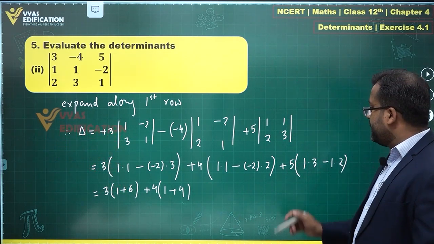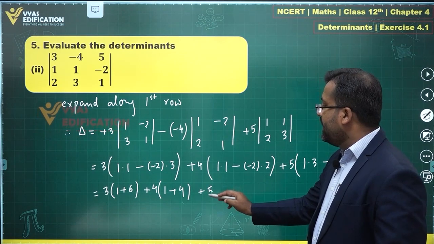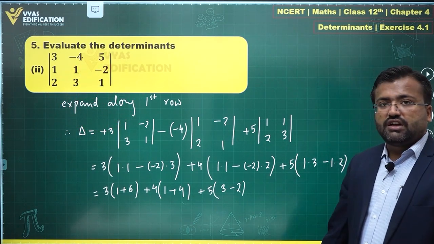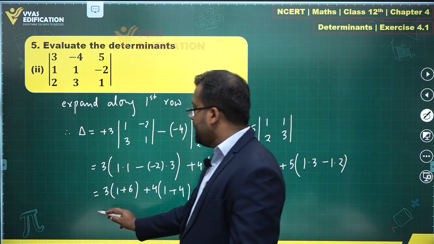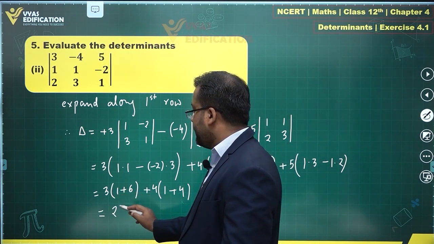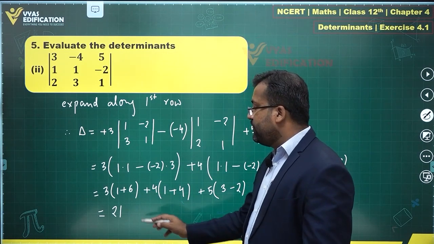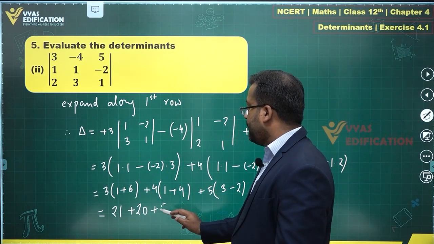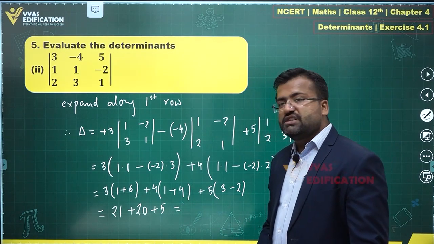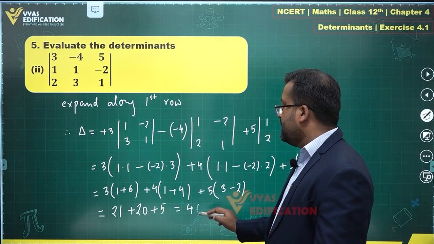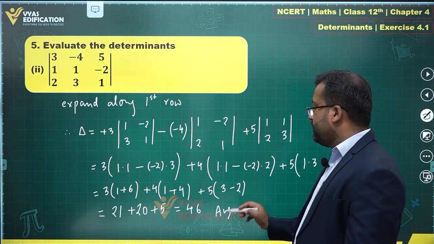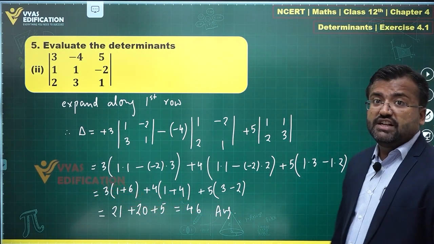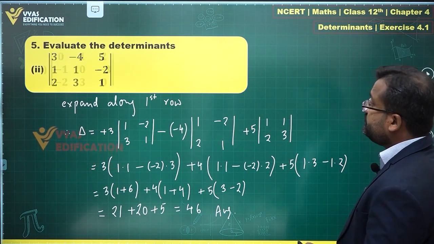The next term after that will be 5, and 5 times what? This is 3 and minus 2. That's the product. So what does this give me? This is 6 plus 1, 7 times 3 is 21. 5 times 4 is 20, and then you have plus 5. What is this equal to? This is equal to 46 in total, and yes, that is my answer for this question over here. Is that all? Yes, that's all in this question. Let's move on to the next one after that.